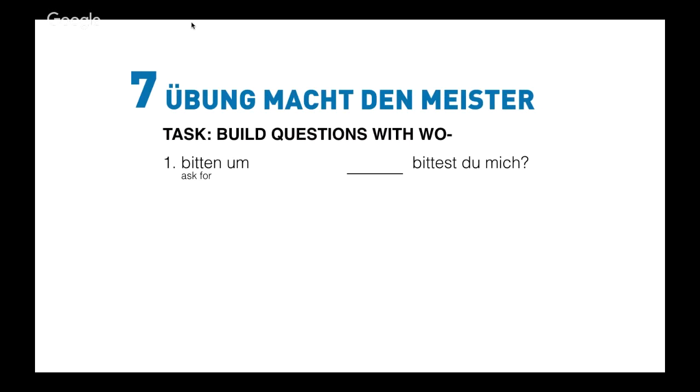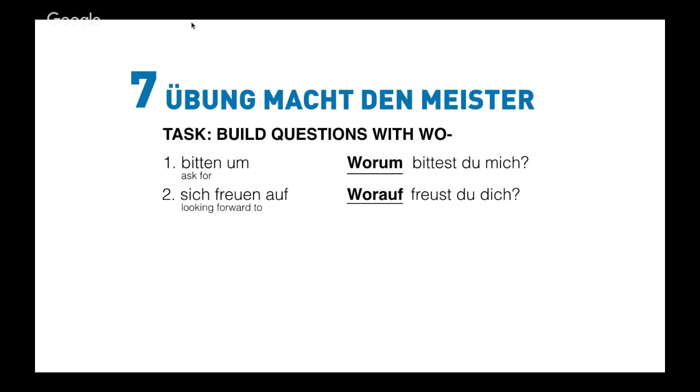A couple of seconds should suffice. 3, 2, 1. Worum bittest du mich? What are you asking me for? Another example. Sich freuen auf. We've used this throughout the presentation. Looking forward to. So the question should come fast. 3, 2, 1. Worauf. I hope you remember the R in the middle. I promised you I will resolve this.